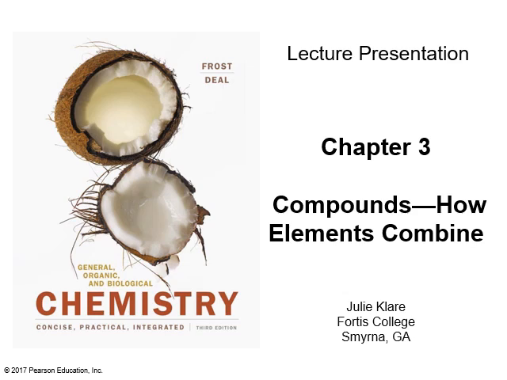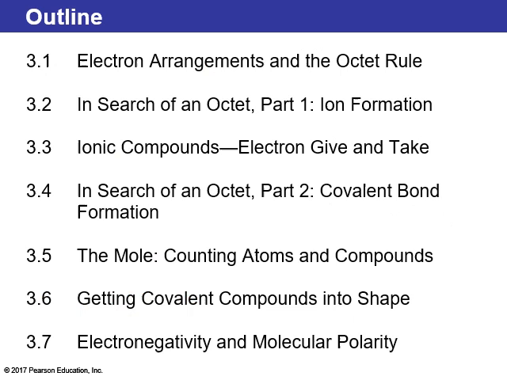All right, class, welcome to Chapter 3, Compounds: How Elements Combine. In the last chapter, Chapter 2, we discussed the nucleus of an atom, and in Chapter 3, we're going to be discussing the electrons outside of the nucleus in an atom, and how those electrons are arranged, and how that produces all the different chemical reactions that we see in the world around us, aside from nuclear chemistry, which we just discussed in Chapter 2.